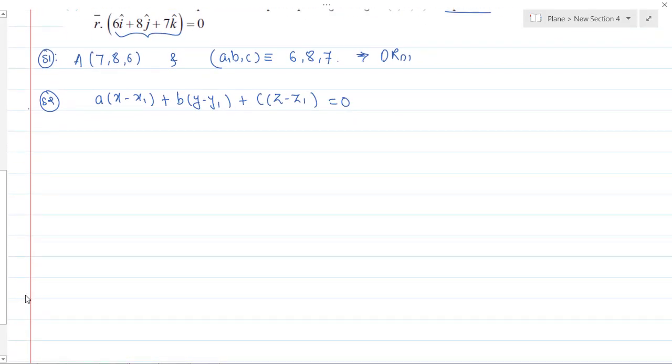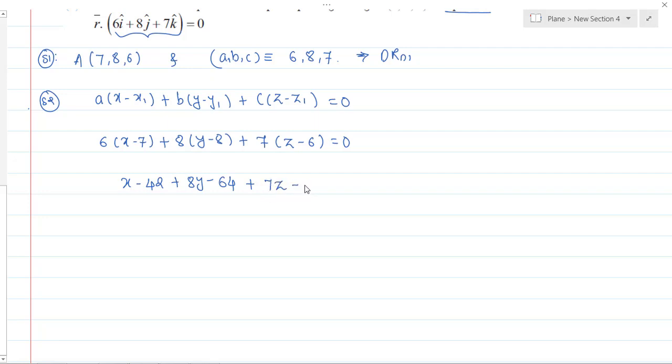Now let's directly substitute the values. So a is how much? It's 6, x minus x1 is 7, plus b is 8, y minus y1 is 8, plus c is 7 again, and we have z minus 6, equals 0. So we have 6 into x minus 7, that is x minus 42, plus 8y minus 64 plus 7z minus 42, equals 0.